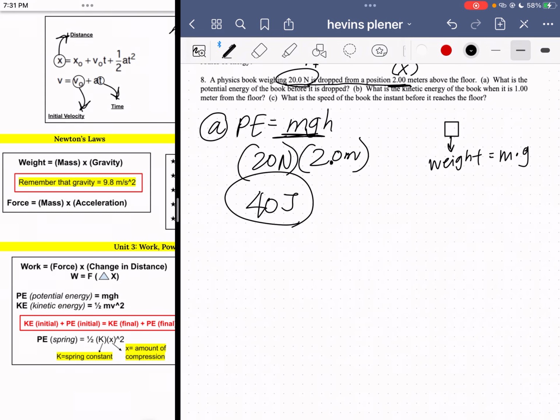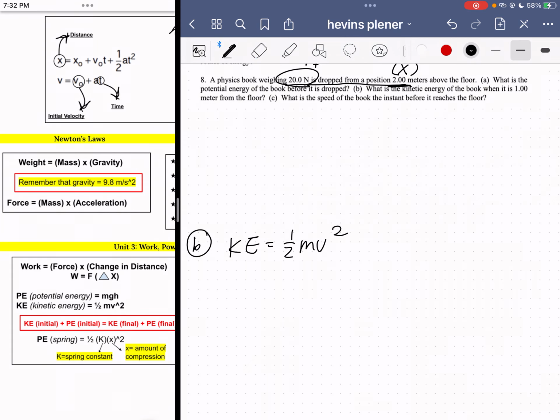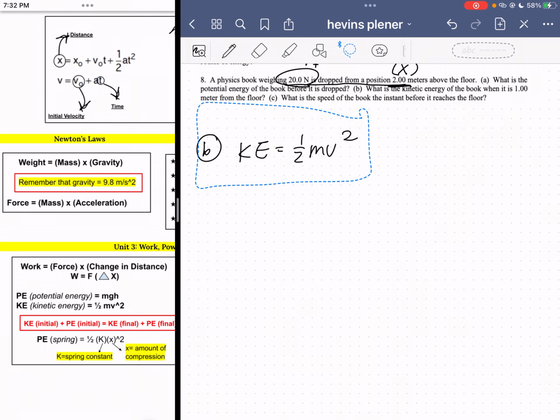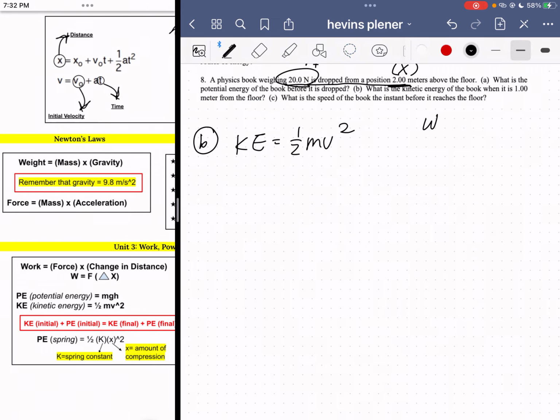Okay? Kinetic energy. Our formula is 1/2 mv squared equals KE. We don't have our mass. Okay, let me do this with you. So as we talked about, weight equals mass times gravity, right? So in order to find our mass, we need to plug the numbers in. Our weight is 20. Our mass is x times 9.8.